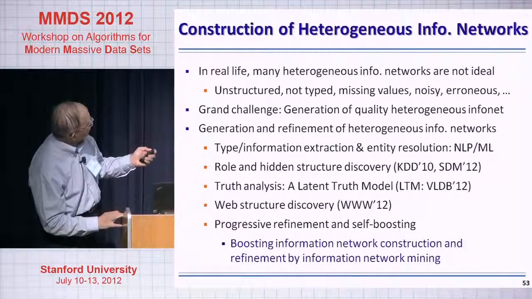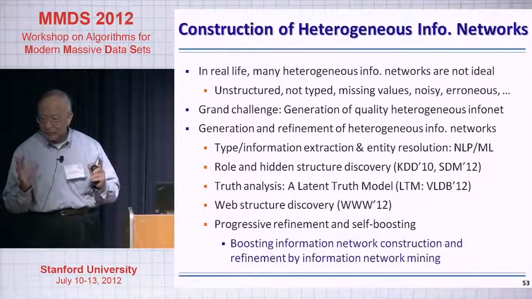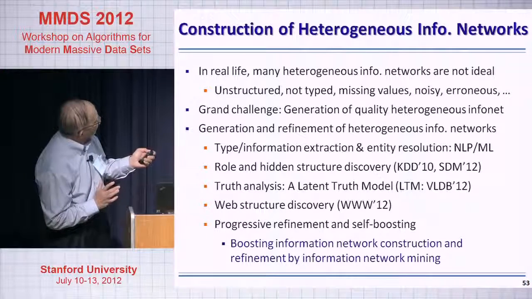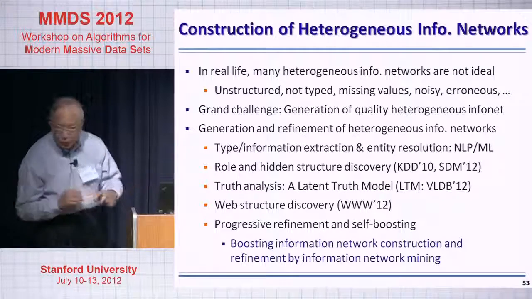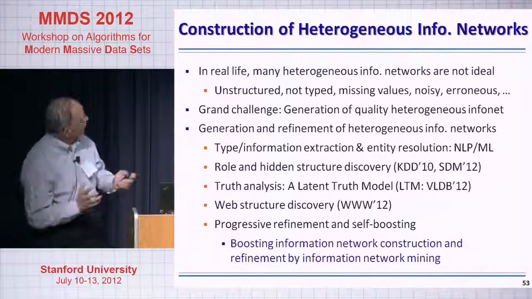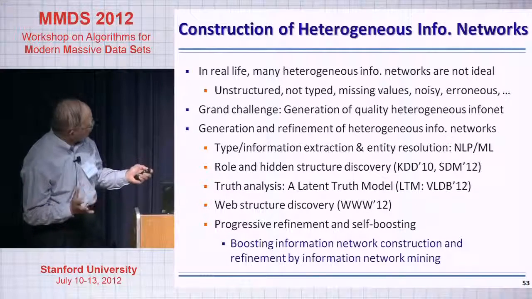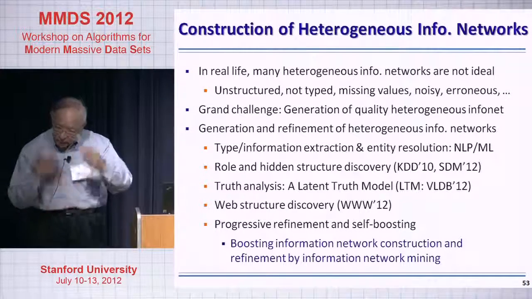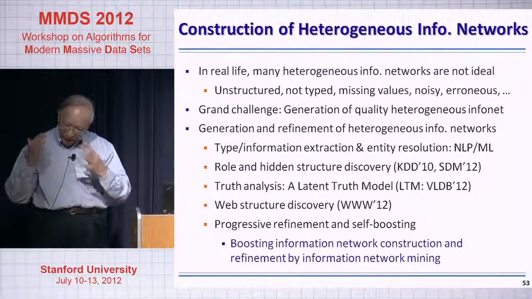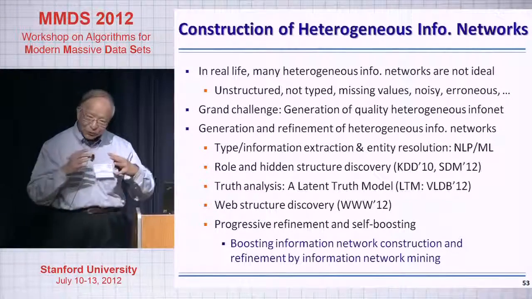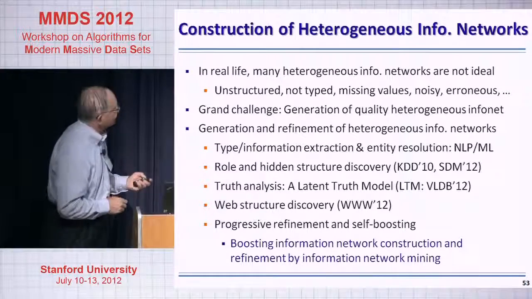You get typing, information extraction, entity resolution. There are many things that have been done. I'm not going to address this. Another thing is using data mining, you can do a lot of raw and hidden structure discovery. And you can do truth analysis or web structure discovery, and putting them together, progressively refine them. You probably use a typed network to do better typing. Clustering and classification to do better typing.